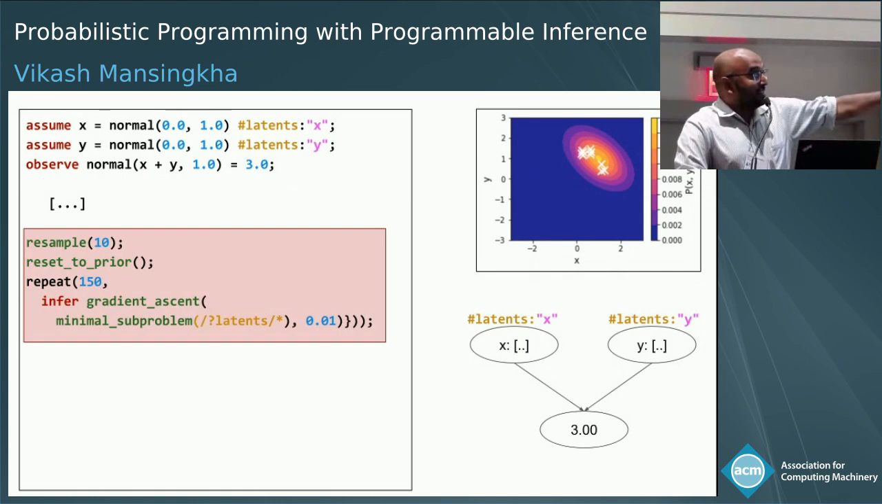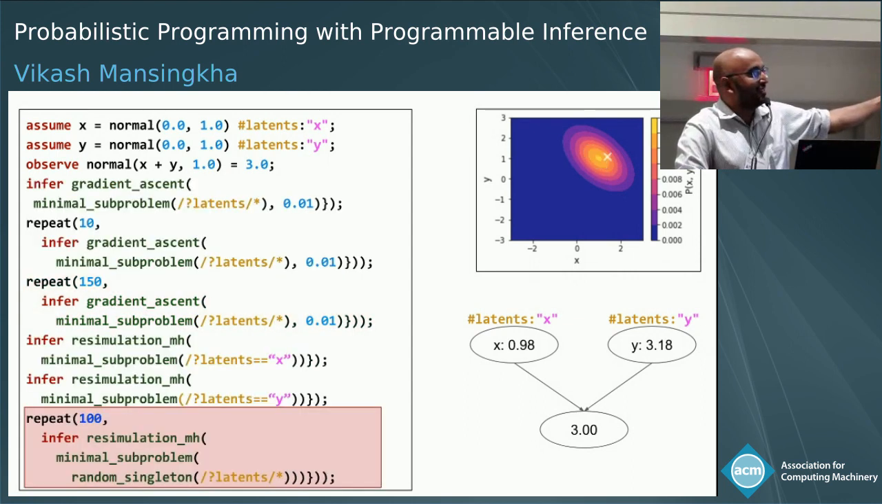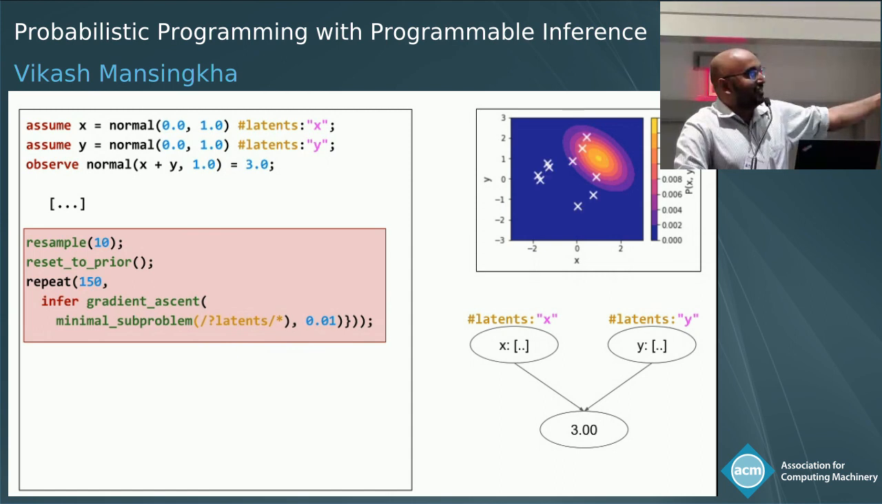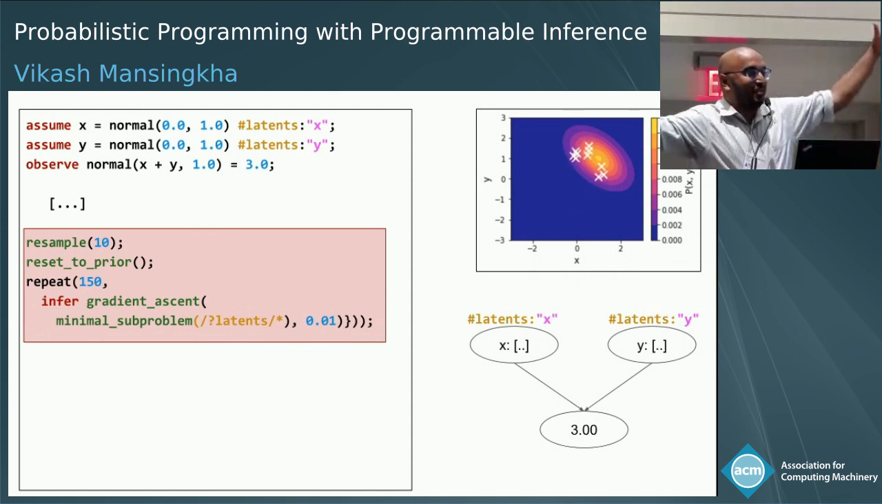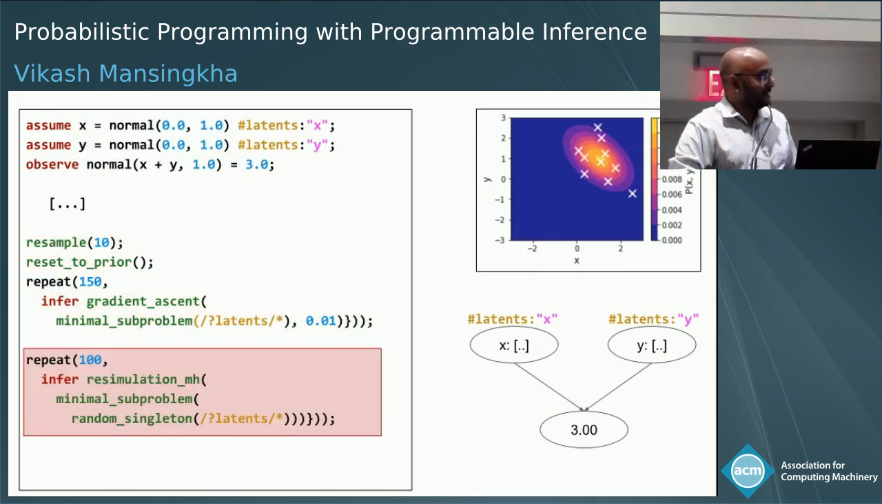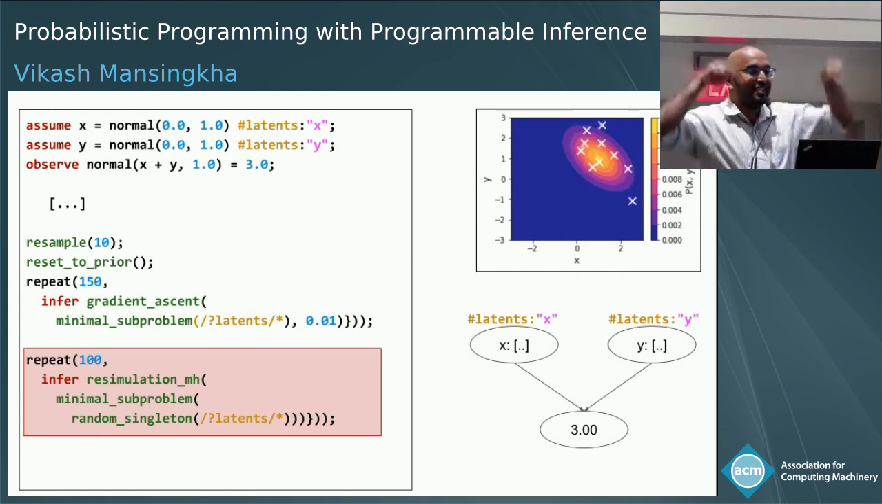And now I can do things like have multiple executions at once. So maybe I'm going to resample 10 copies, reset them to the prior distribution, and then do 150 gradient steps. So we see 10 traces appear and then coalesce towards the center. And then if I do 100 Metropolis Hastings steps on those, we now see a cloud of traces that looks more like a reasonable approximation to the idealized distribution.